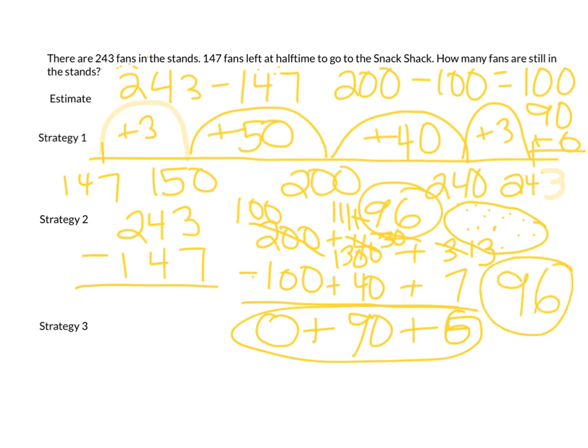So 96 is the same answer I got up here when I did the counting up strategy, or using my open number line. And excuse me for the little bit of mess in there to show you. Let me show you strategy number 3 on the other board. And that was over here. When you estimated 200 minus 100 is 100, and that's pretty close to 96.